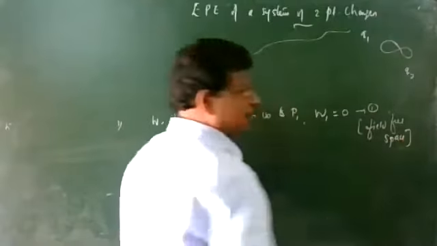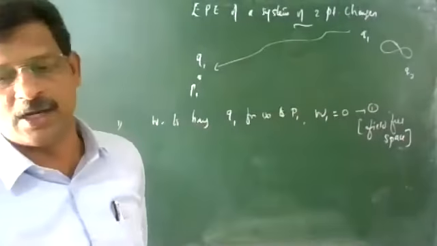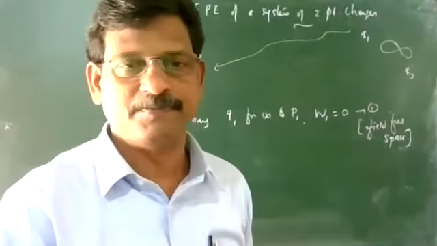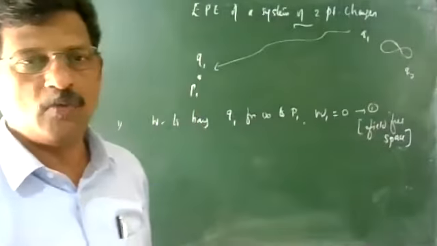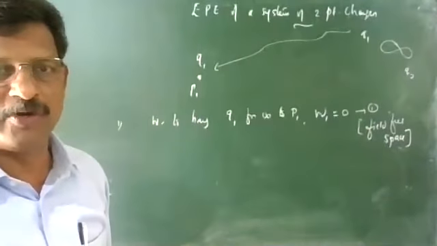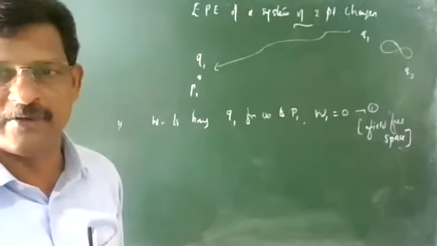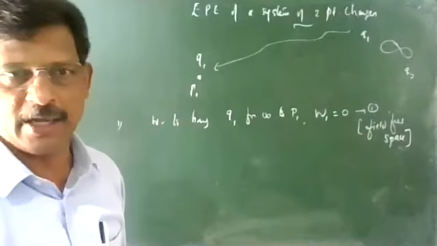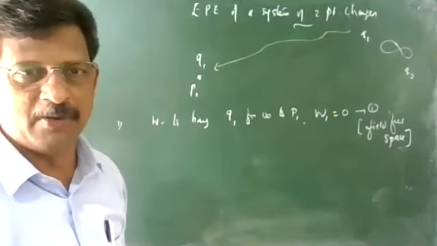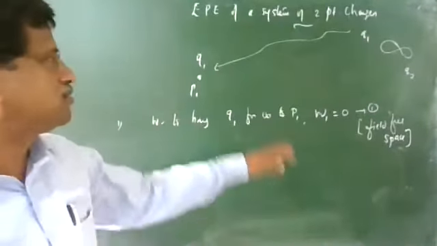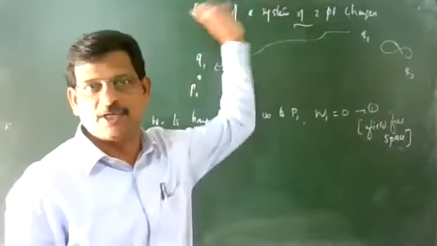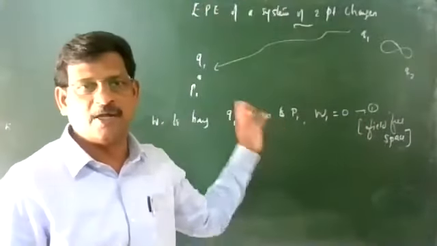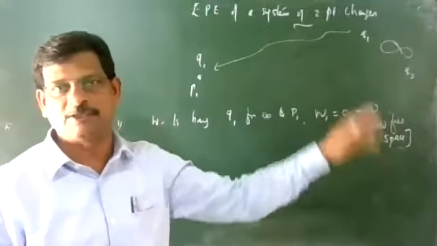Field free space, if there is anything there, then you have to do work done. Right now there is nothing. So no work is required to bring Q1 from infinity to the point P1 because it is a field free space. As soon as it reaches the point P1, it is producing its electric field around it, and the whole region around Q1 has potential.